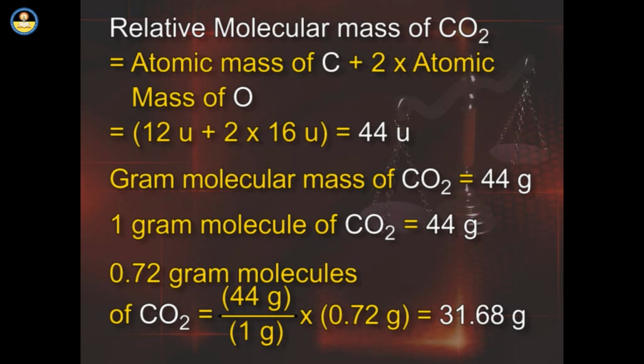Therefore, 0.72 gram molecule of carbon dioxide is equal to 44 grams divided by 1 gram molecule multiplied by 0.72 gram molecule, that is 31.68 grams.